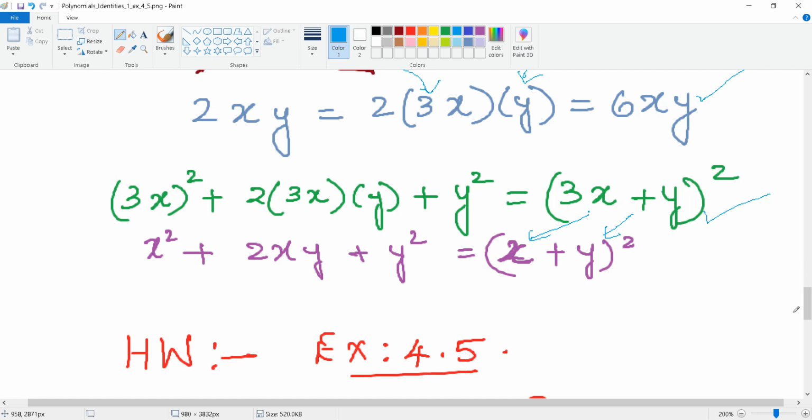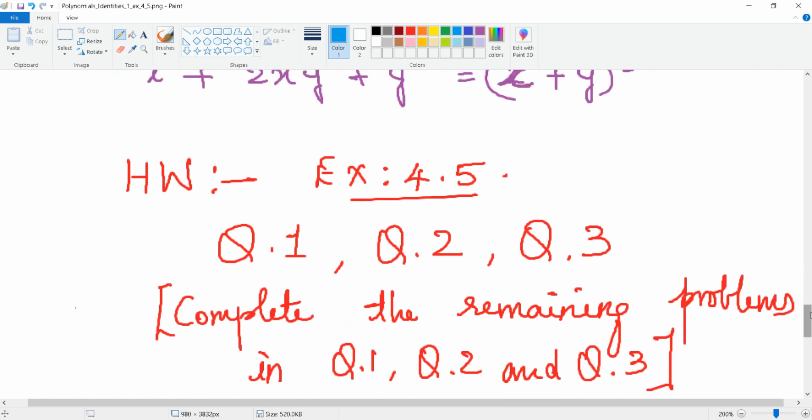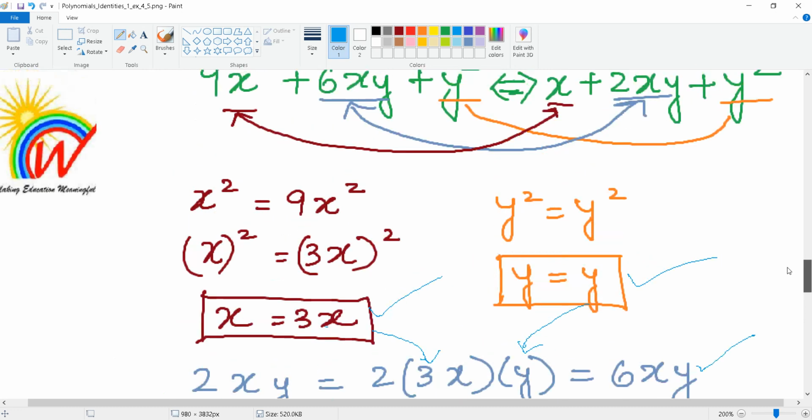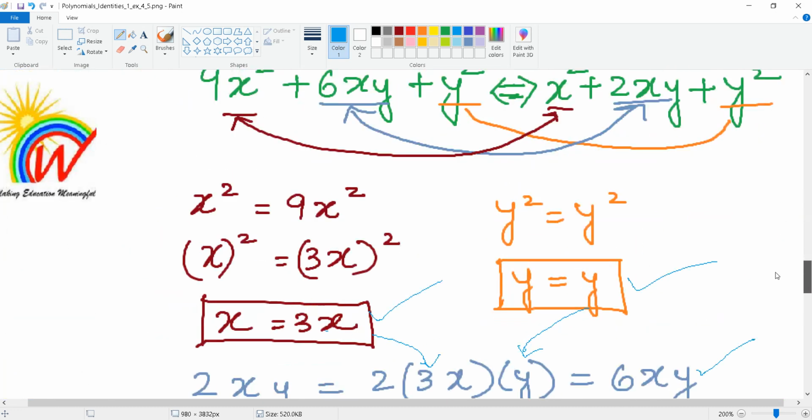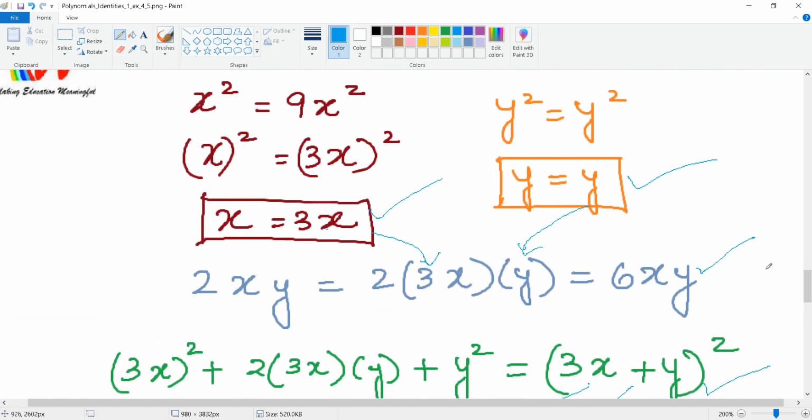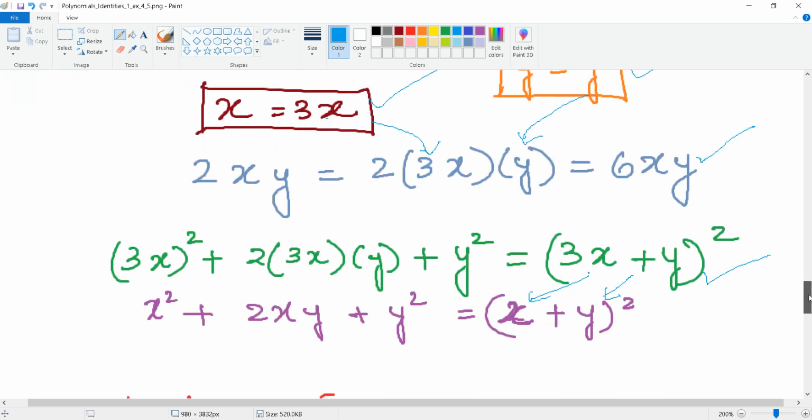Understood? So now for the homework, you finish all the other remaining problems from questions 1, 2 and 3. Also copy down the questions which I have done. Since it's from an exercise, if it's from some example, you don't have to work it out, but if it's from an exercise, please work that also in your classwork.